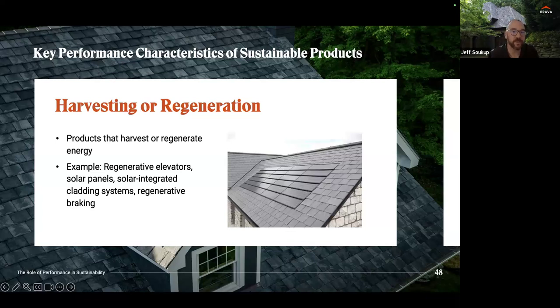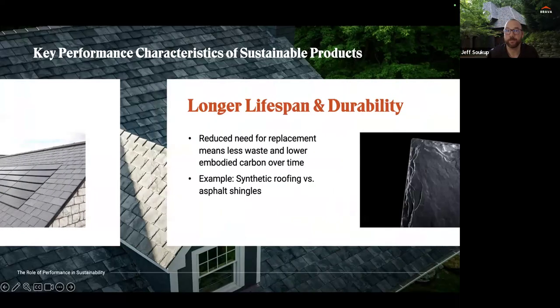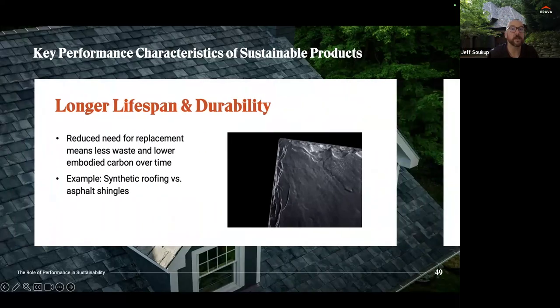So solar is a huge opportunity here. Wind, your regenerative braking systems, solar integrated panels, regenerative elevators. I worked with a company that made regenerative door openers. So every time I opened up a door, the closer was regenerating energy. So you could eventually open up the door with a power assist and not pull any energy off the grid.